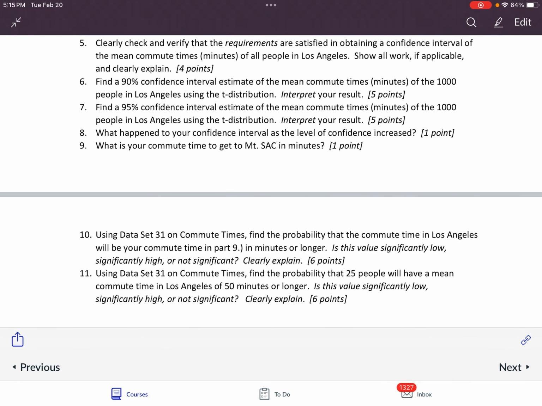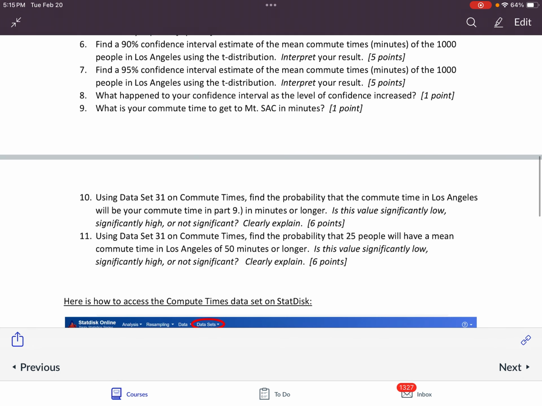Number 5 says clearly check and verify that the requirements are satisfied to obtain a confidence interval of the mean commute times in minutes in LA. Show all work if applicable and clearly explain. So for this one, we will look at chapter 7 notes to see what this is talking about, but this is just what we have to verify in order to actually find that confidence interval.